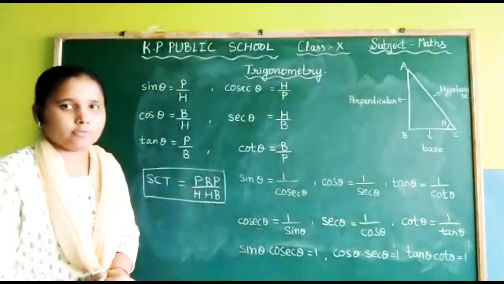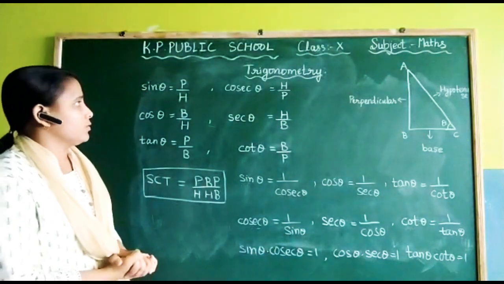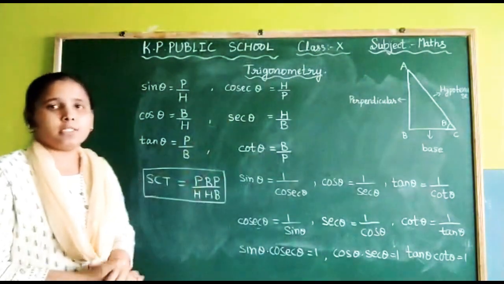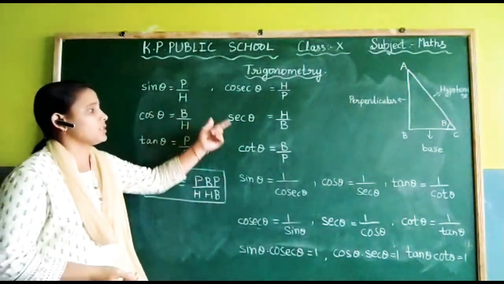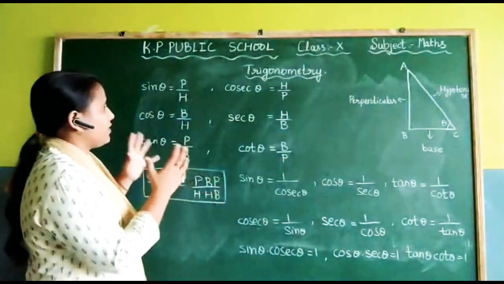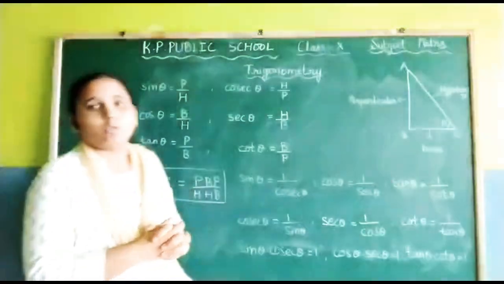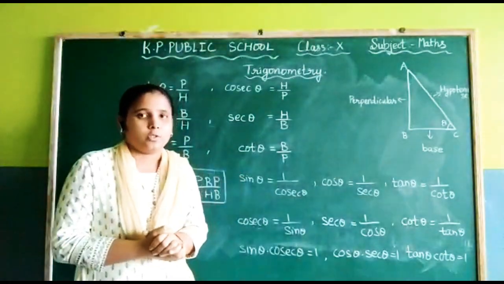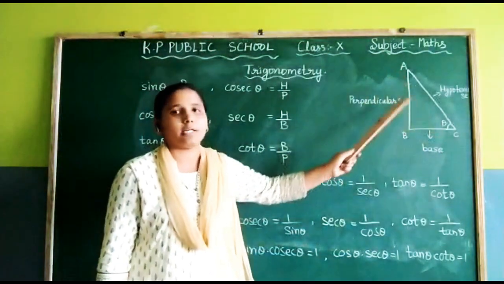So students, today we are going to learn about trigonometry. In trigonometry, there are basically 6 ratios, that is sine, cos, tan, cosec, sec and cot. About this, we would find out the formula, how to write out these formulas and also where these formulas come from.